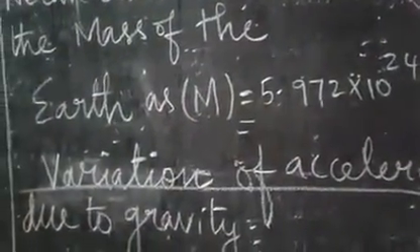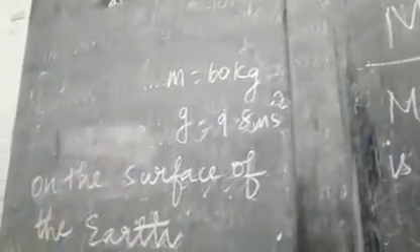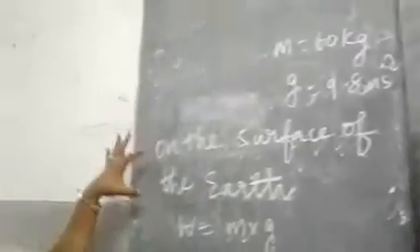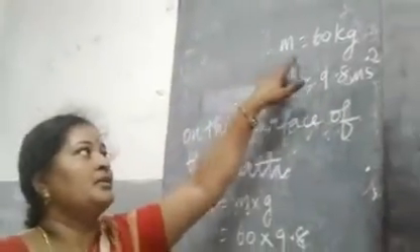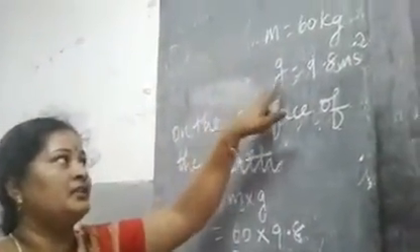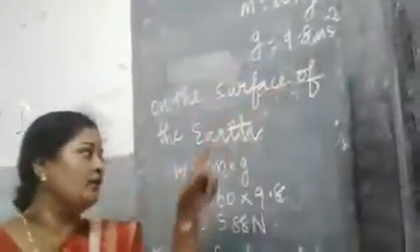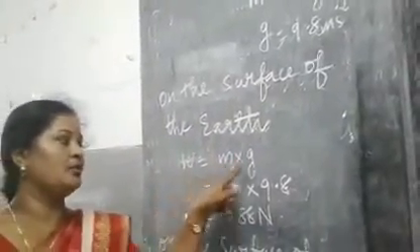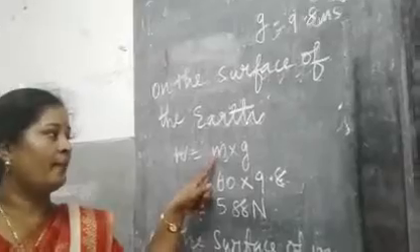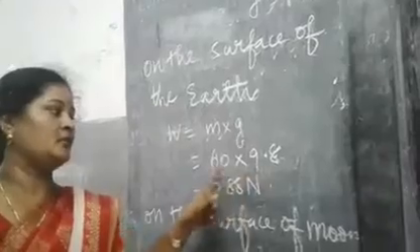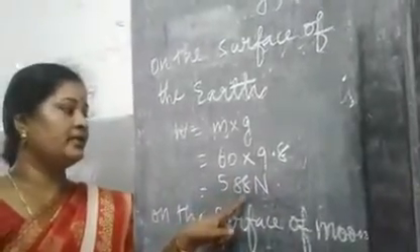Next, how can we calculate the weight of a person on the surface of the earth and on the surface of the moon? We can compare the values. The person stands on the surface of the earth. The mass of the person is 60 kg, and the acceleration due to gravity is 9.8 meter per second square. We substitute the values, weight is equal to m into g, so 60 times 9.8 gives 588 Newton.